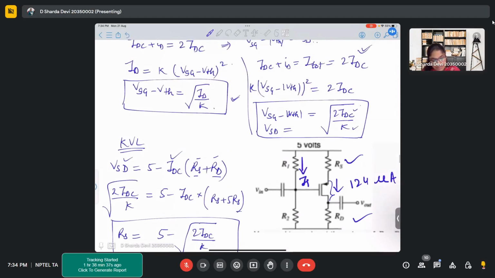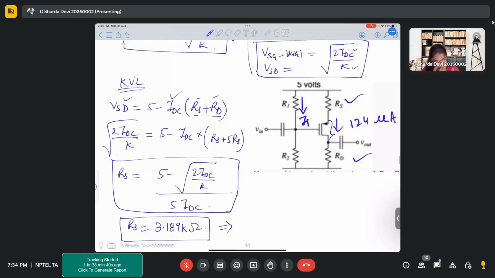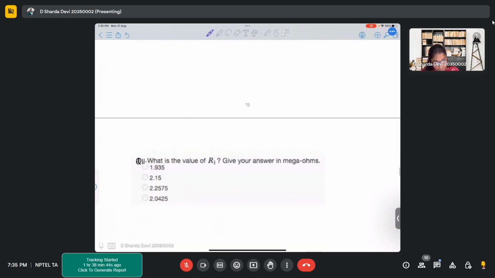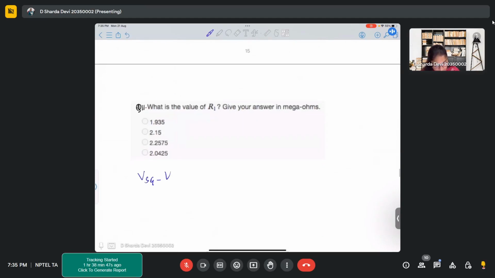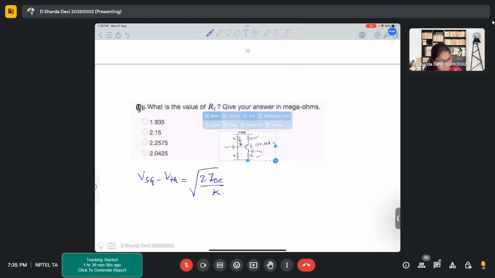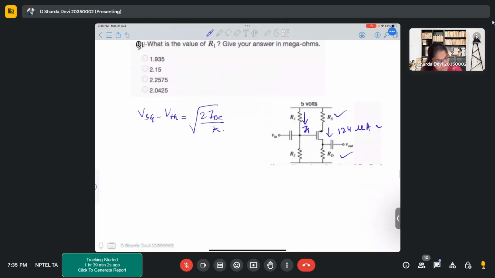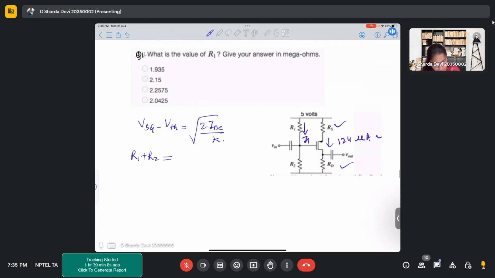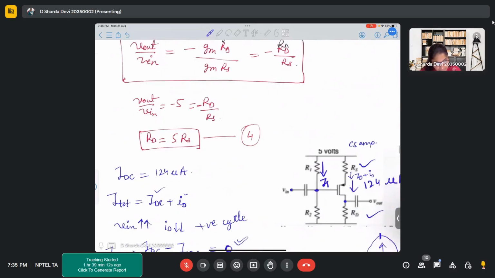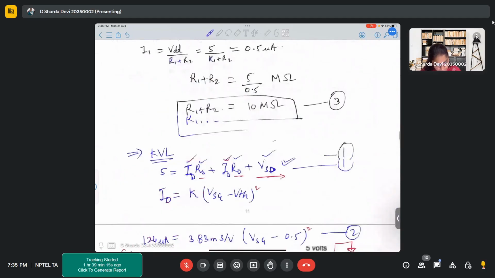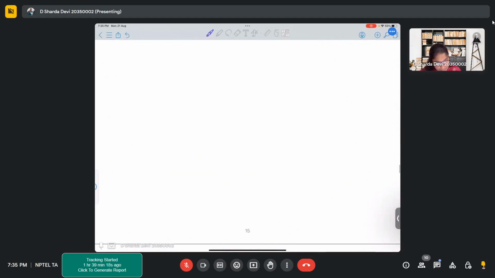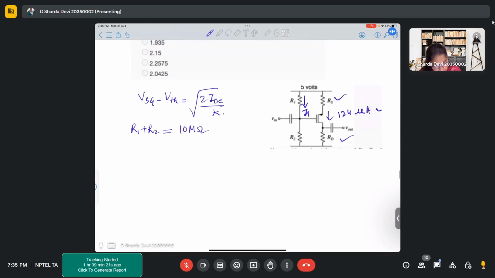We know that VSG minus VTH is root under 2 IDC by K, and R1 plus R2 is 10 megohms.